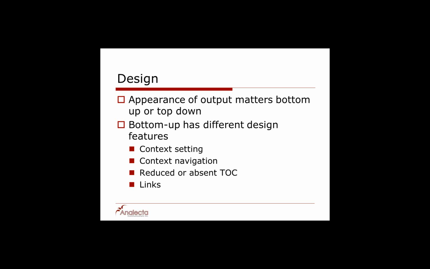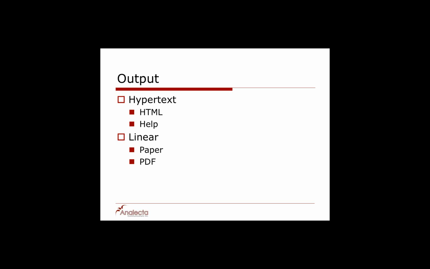And then, of course, links, how they appear, become an important part of it as well. And then output. Output obviously is important for bottom-up and top-down. And you need to look at two forms of output. Hypertext output, which typically is HTML or its help formats. Increasingly, of course, help formats are themselves HTML, but they're HTML in a sort of captive environment, so it's still a slightly different format. And then you need to look at what is also the support for linear formats, for paper, for PDF. Again, we are talking here about an inversion of priorities.